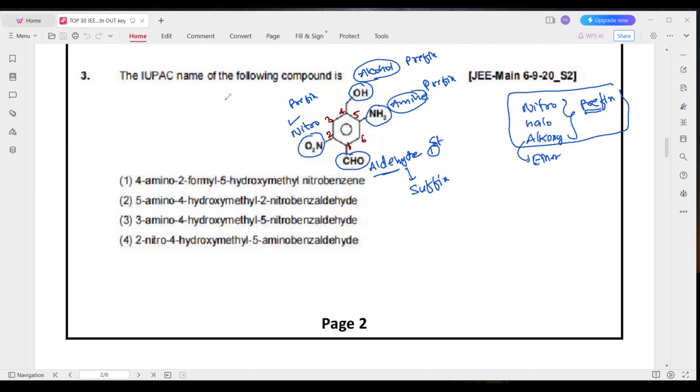Now arranging them in alphabetical order. Here A and A: if the first alphabet is the same, then you compare with the second alphabet. For this, the prefix is amino, and for alcohol the prefix is hydroxy. The nitro prefix is nitro only. So A, H, and N: which will come first? A will come first, that's why we will write amino first. So first we will write 5-amino. Why 5-amino, I think that is clear. Once A is over, out of H and N, what will come first? Hydroxy.